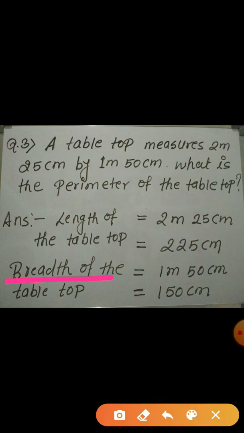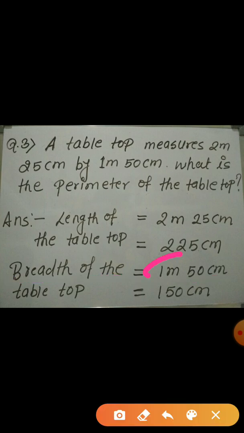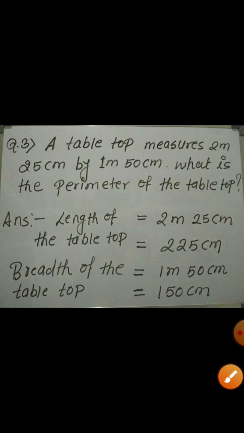Similarly, the breadth of the tabletop is given in the question. How much is this? 1 meter 50 centimeter, right? Again we need to convert this measurement into 1 unit, that is centimeter. Now 1 meter means 100 centimeter, so 100 plus 50 comes 150 centimeter. So the breadth of the tabletop is now 150 centimeter. If you want, you can convert this unit into meter as well, but in that case you have to divide by 100 to get meters, right?